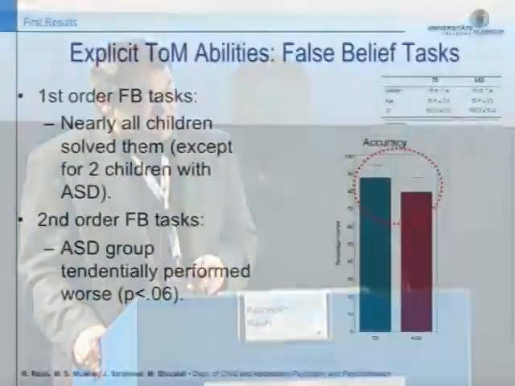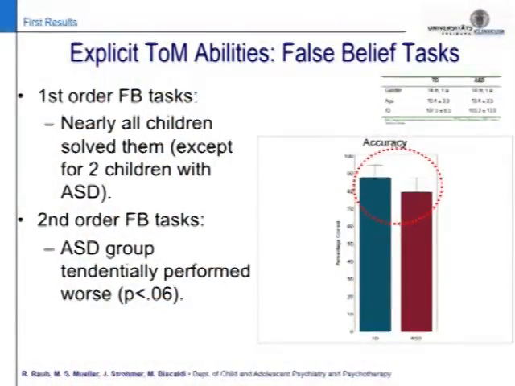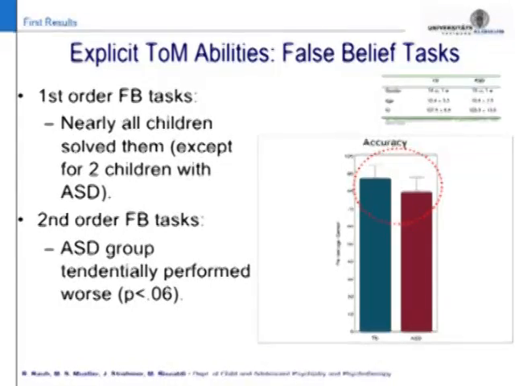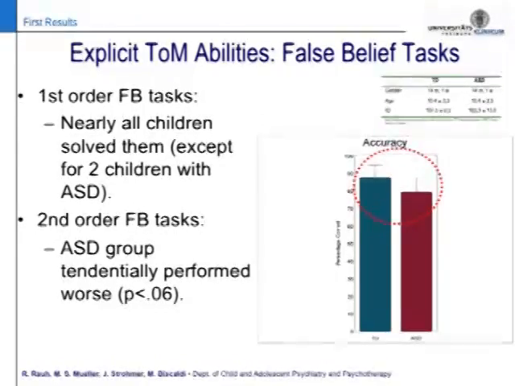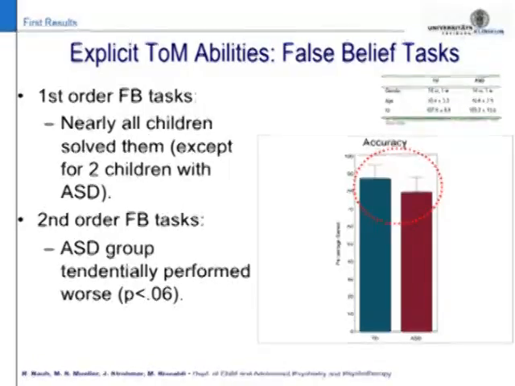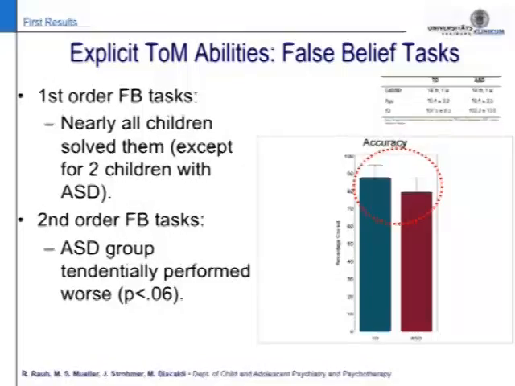So now let's look at the explicit ToM abilities, the false belief tasks. Here we have a few more participants because we could include the children between 4 and 8 years too. So we had 15 children in the typically developing group and 15 in the ASD group. For the first-order false belief task, we found a ceiling effect. Nearly all children solved all 10 false belief tasks, except for 2 children with autism spectrum disorder, but these 2 at least solved 7 out of the 10 first-order false belief tasks. In the second-order false belief tasks, the ASD group tendentially performed worse than the TD group.